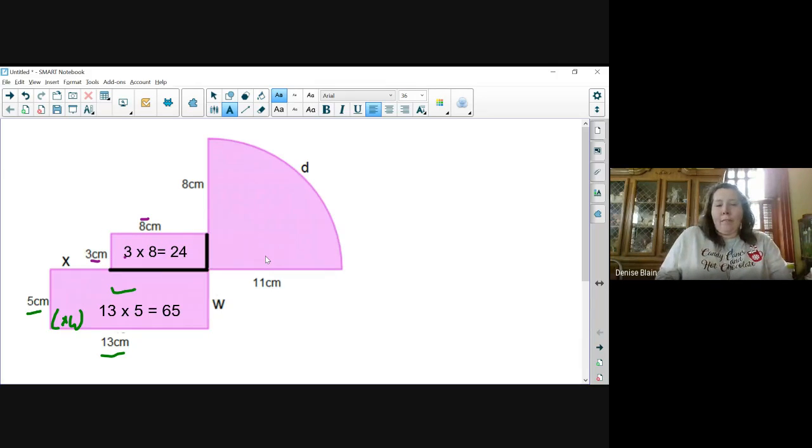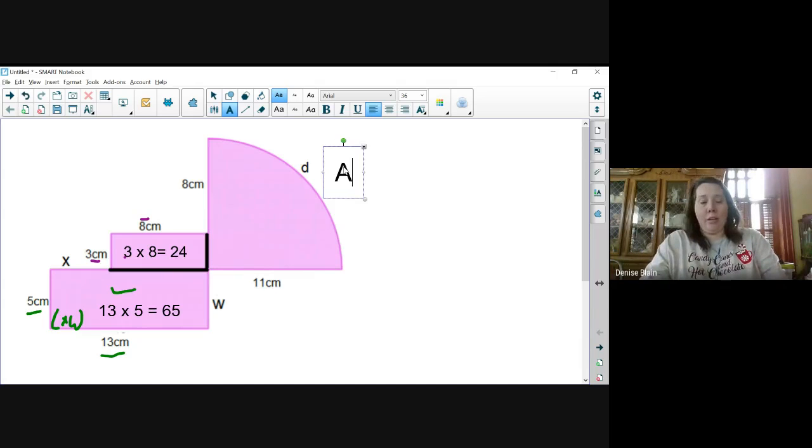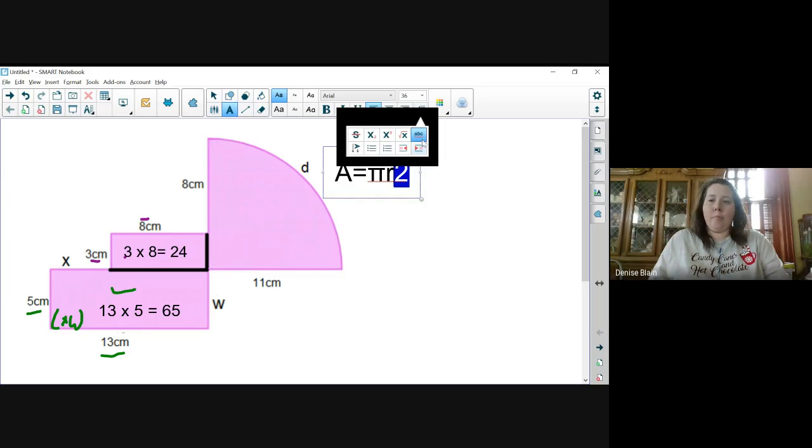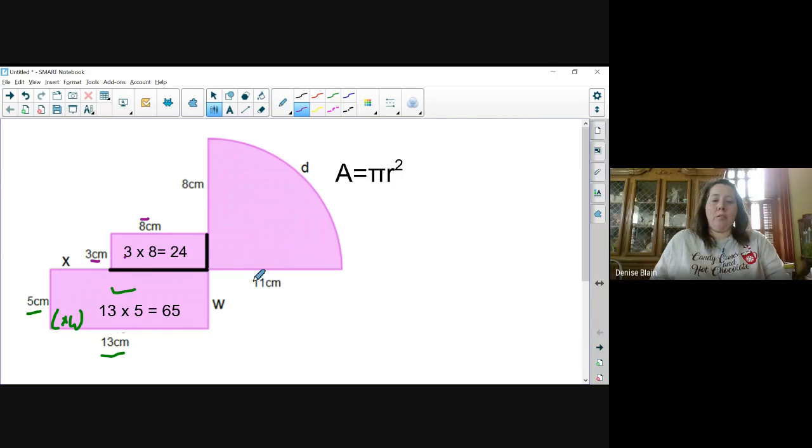The last shape that I have to look at for my area is this quarter of a circle. Since I'm finding area, I need to use the equation area equals pi times radius squared. So the big question is, what number corresponds to radius? Is it the 8 or the 11?